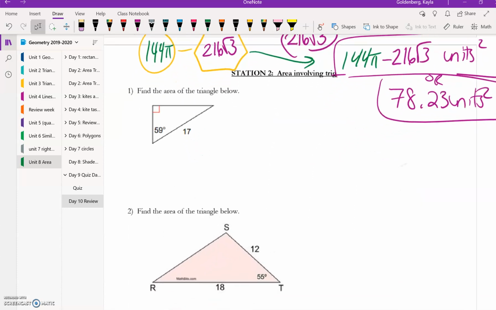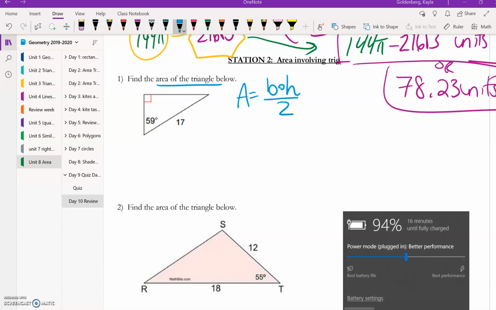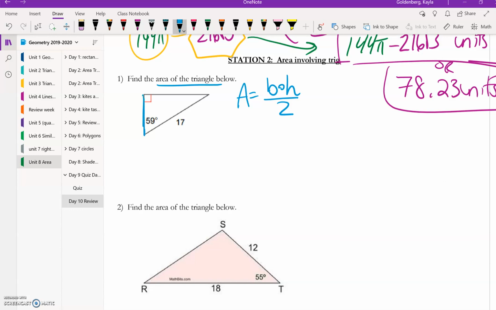This one is area involving trig. So sometimes if we need a certain side, and it's not a special right triangle, we have to use our old tool from last unit. So let's say I want the area of the triangle. Area of a triangle is base times height divided by 2. And remember, the base and height have to make a right angle. So if these 2 sides are making right angles, I need to find both of them, which kind of stinks.